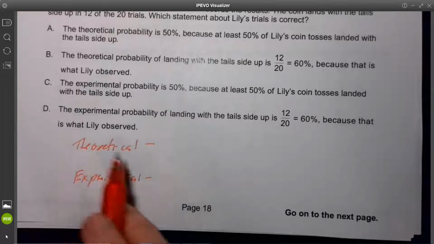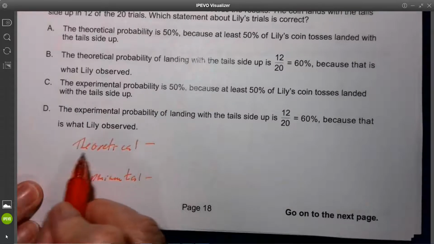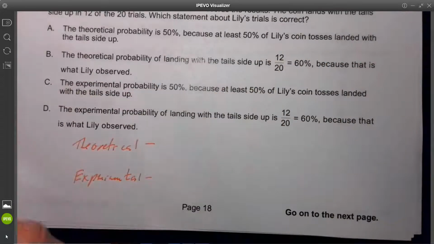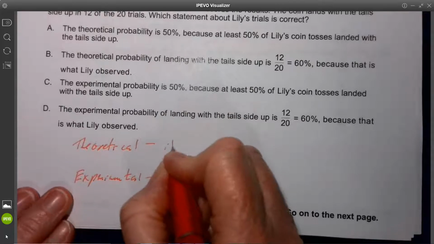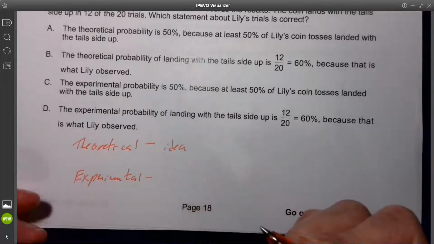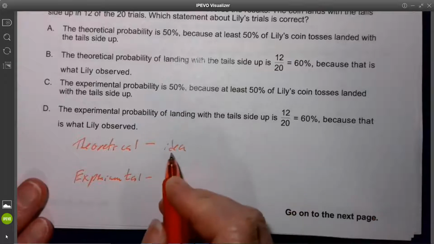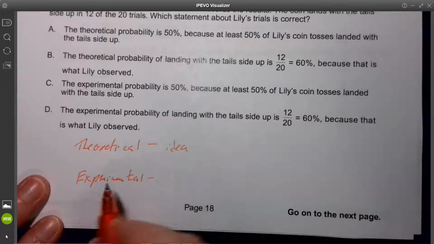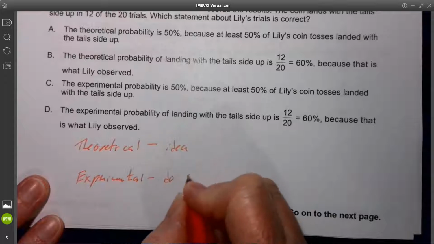If I talk about theoretical, the root word is theory. A theory is just an idea someone has. Okay. Now, a lot of times those theories are supported. But that's a theory that someone has. So this is an idea of what might happen. Theoretically, this could happen. So this is an idea. Experiment. Look at that root word. Experimental is experiment. You actually do something.